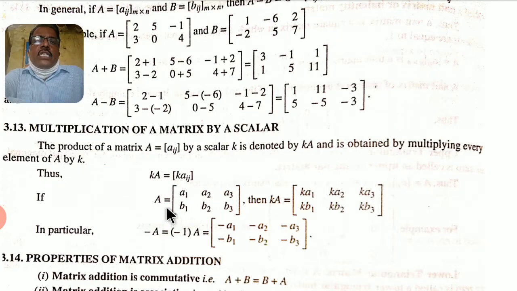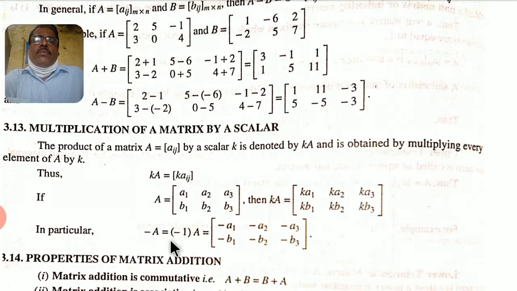Suppose A contains the elements a1, a2, a3, b1, b2, b3, then kA is obtained by multiplying each element by k. That is, multiply a1 by k, so it is k a1, multiply a2 by k, k a2, multiply a3 by k, that is k a3. Next multiply b1 by k, k b1, multiply b2 by k, multiply b3 by k, like that. So we get the scalar multiplication kA.